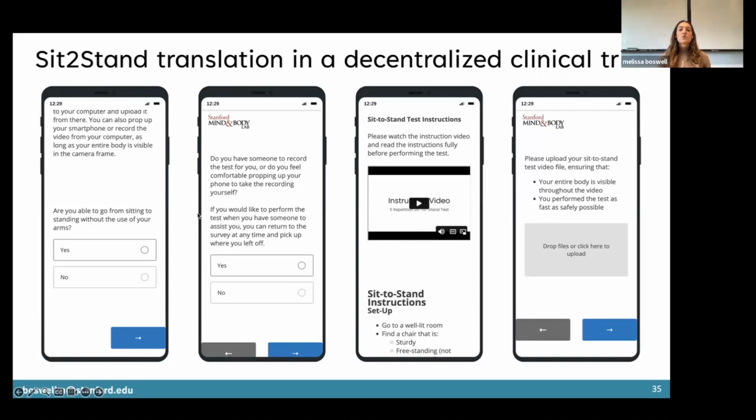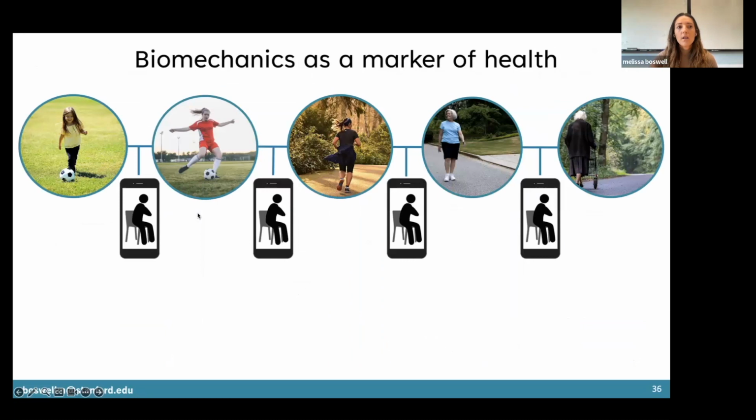And other researchers that I am collaborating with, including a group called the Women's Health Initiative, are taking a similar approach to assess other functional parameters like balance. And so we're really excited to see these longitudinal assessments performed. And I want to conclude with my vision to deploy at-home tools to quantify biomechanics as a marker of health over one's lifetime.